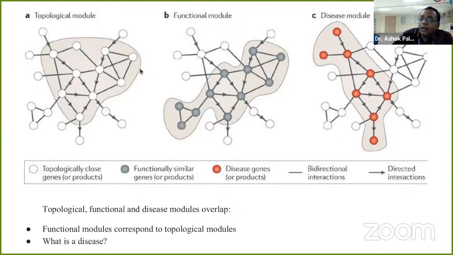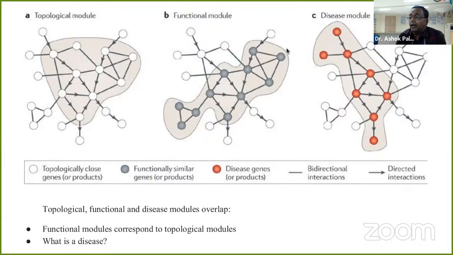All right, so this is a topological module that is marked here, and for the same network, this is the functional module, and for the same network, this may be the disease module. All right, and all the genes in the disease module basically are disease genes. All right, so functional modules have to overlap with these topological modules. So now we see a new concept of a disease that emerges from these different notions of a module.